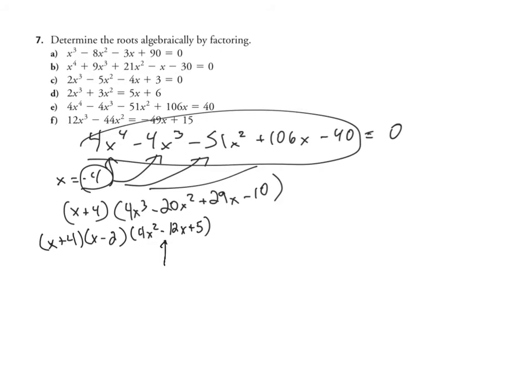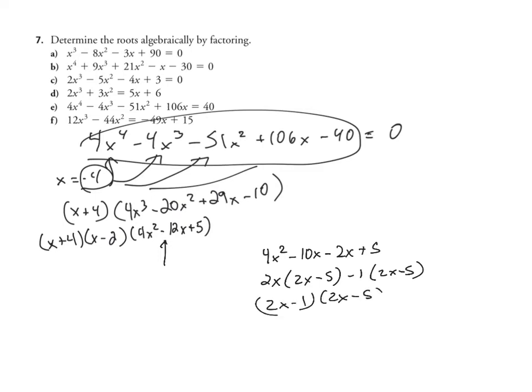It looks like we're going to have 4x squared, two numbers that multiply to give 20, add to give that, so negative 10, negative 2, minus 10x minus 2x plus 5, 4x squared. Oops. Let's take out a 2x from those two. 2x is 2x minus 5 minus 1, 2x minus 5. So this is 2x minus 1, 2x minus 5.